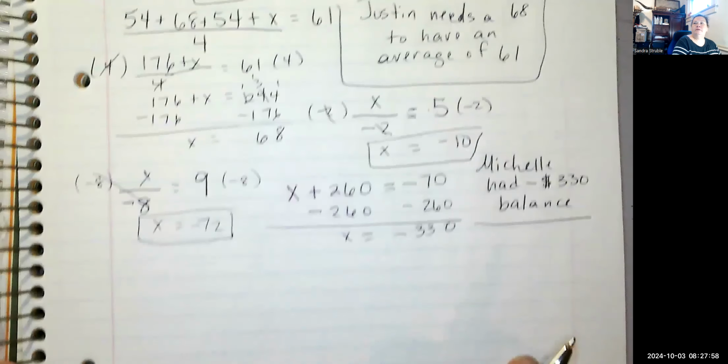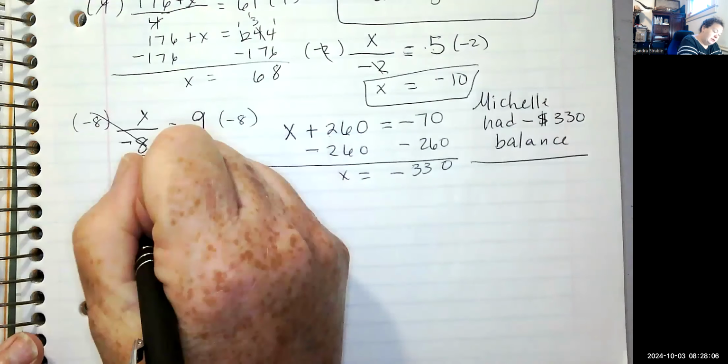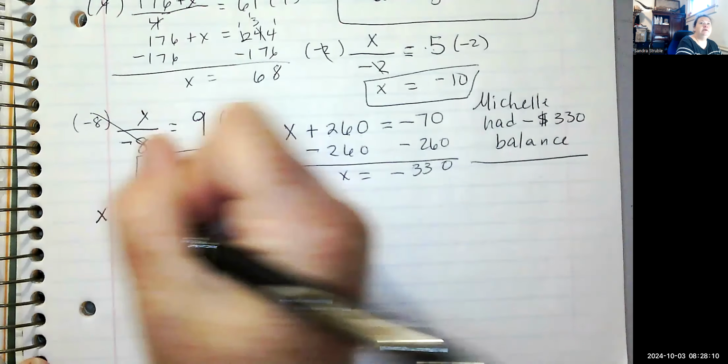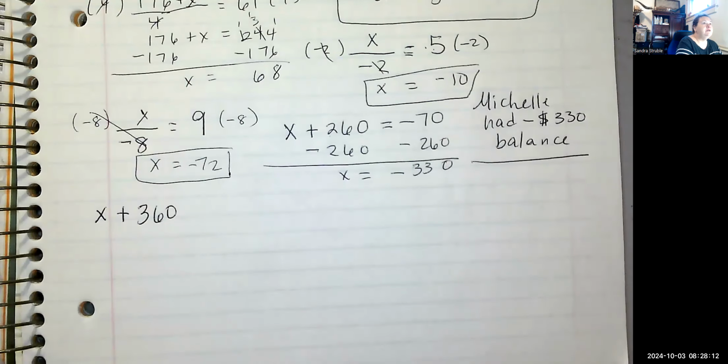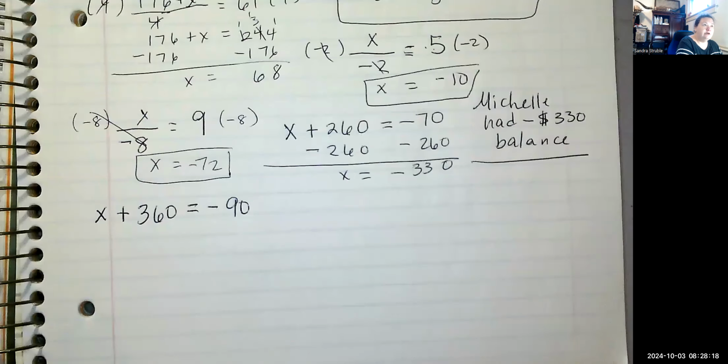Okay. Next one. Brittany's bank account is overdrawn. So again, negative number. After making a deposit of 360, which means it's positive. So she deposited that into it. We don't know what the original amount was. She finds her account is still overdrawn by the amount of 90. So it's going to be a negative 90 still in her account. What was her balance before she made her deposit?